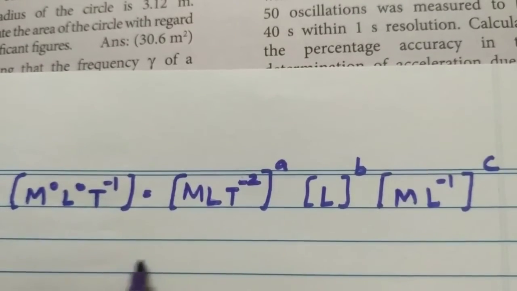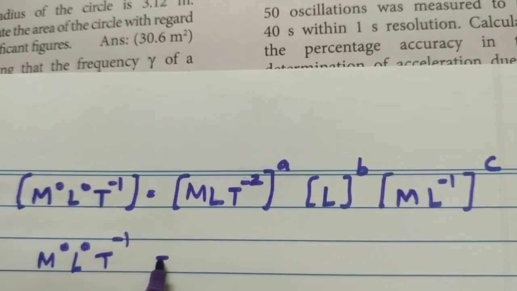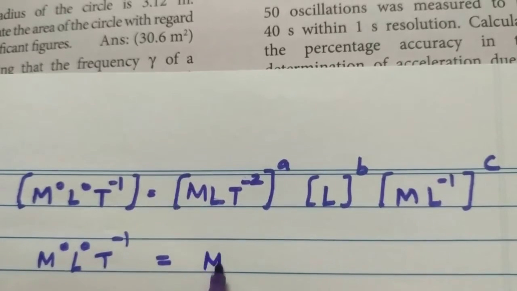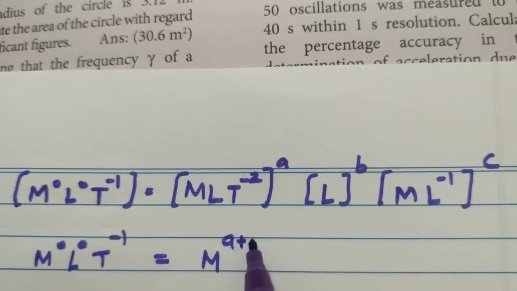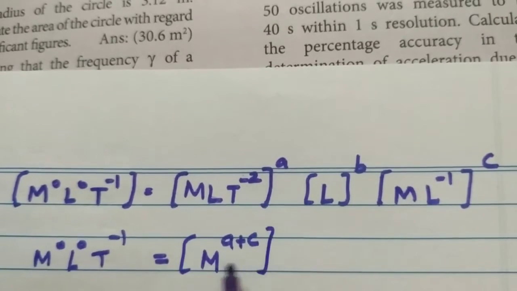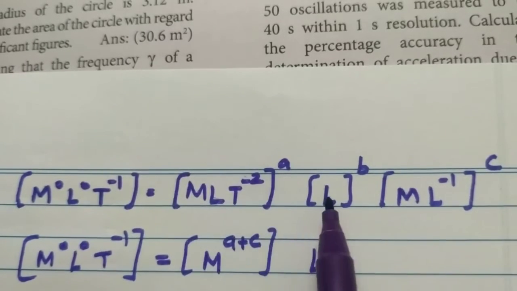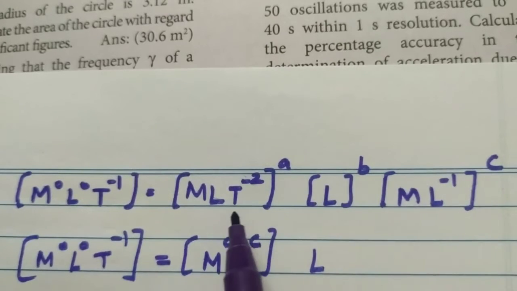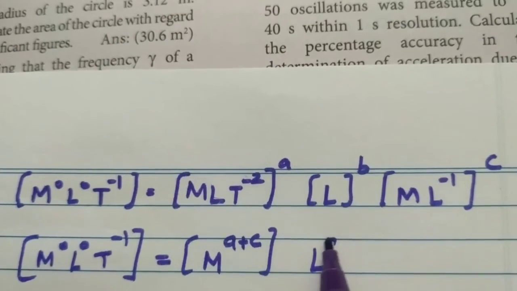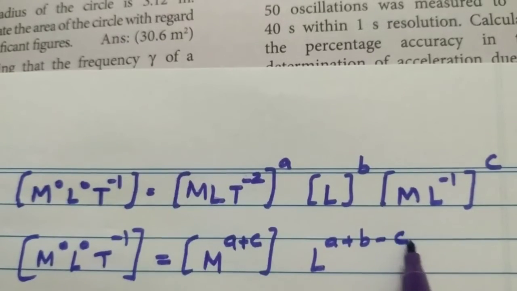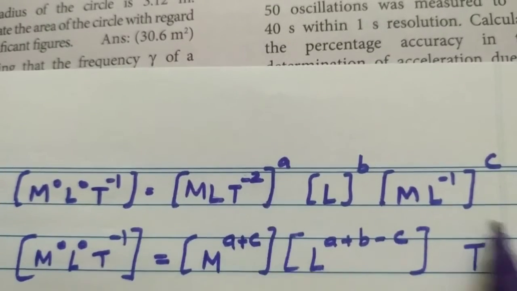Okay. That is M power 0, L power 0, T power minus 1, which is equal to here M power A, then here on M, that is power C, that is M power A plus C. Okay. Let's put the square brackets into L. L power A and L power B and L power minus C. Okay? There are 3 L's, so we are going to combine all of them. So L power A plus B minus C. Okay. Then T power minus 2A.